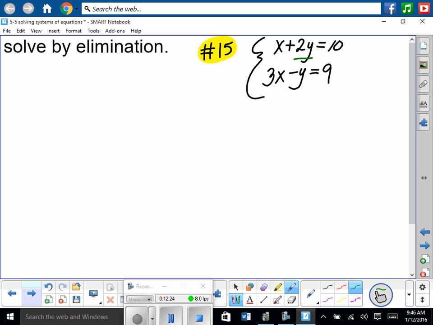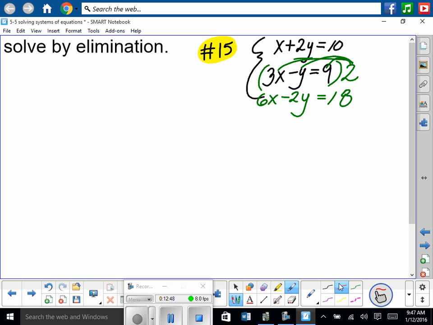Get that to be negative 2y, couldn't we multiply it by 2? So if you multiply something by 2, you've got to multiply the whole equation by 2. So I'm going to go ahead and do that right here. So 2 times 3x is 6x. 2 times negative y is negative 2y. And then 2 times 9 is 18. Now I have manipulated this bottom equation to fit the elimination of the y's.